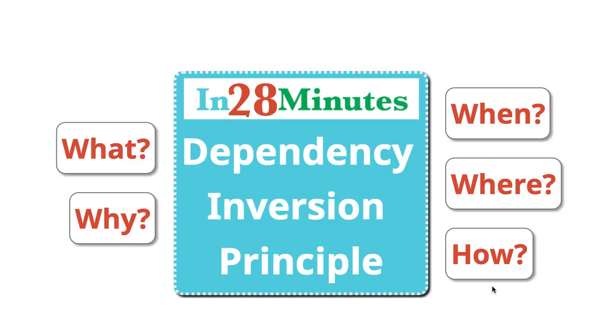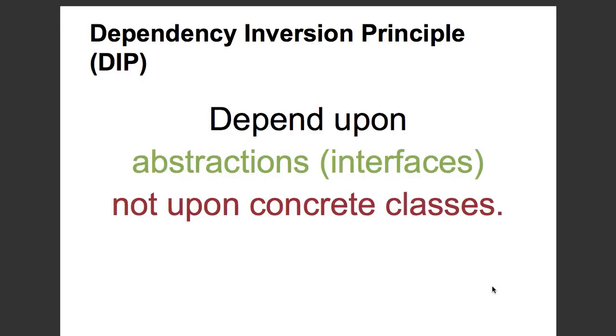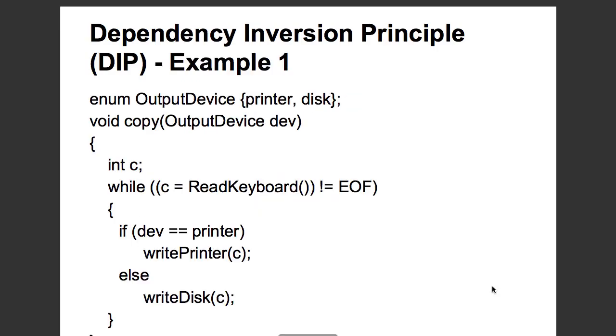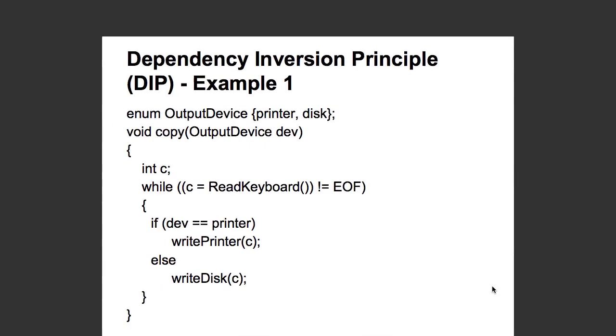In this video, we will be talking about dependency inversion principle. Dependency inversion principle says depend upon abstractions and not upon concrete classes. What does that really mean? Let's take an example. Let's look at this specific example where we are trying to copy to an output device. We want to read stuff from the keyboard and copy it to an output device.